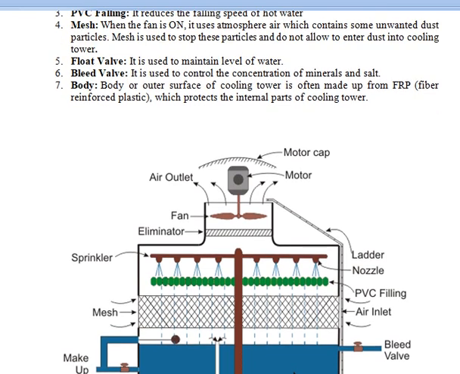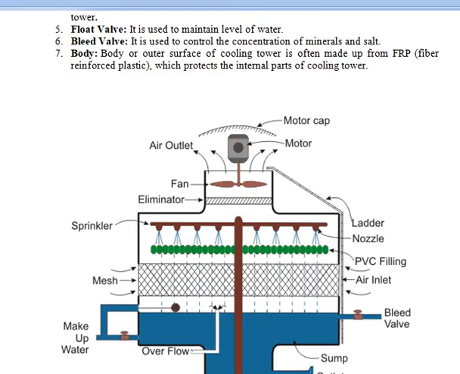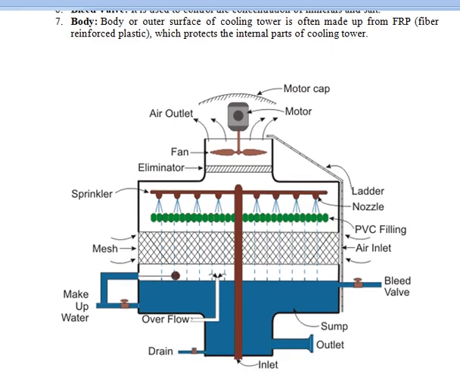The body, touching the outer surface of the cooling tower, is often made of FRP, fiber reinforced plastic, which protects the internal parts of the cooling tower. That means the body is the portion in which the internal parts are protected. This is the explanation regarding the diagram. These are the main components of the cooling tower we have discussed.